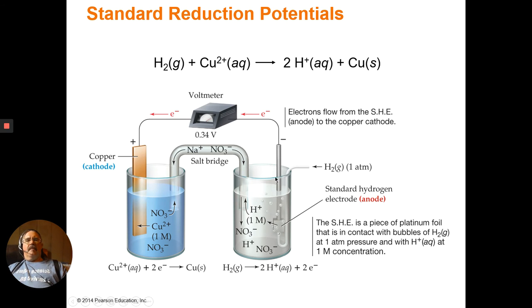This is what's called the standard hydrogen electrode. It consists of a piece of platinum foil that is in contact with bubbles of hydrogen gas at 1 atmosphere pressure, and with hydrogen ions in solution at a concentration of 1 molar.